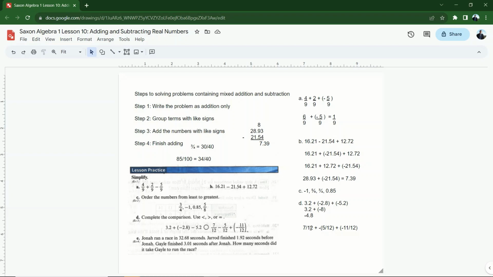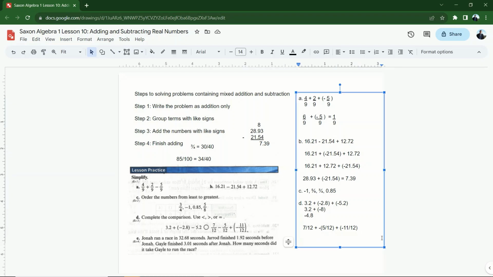Okay, so now I've got my terms grouped with like signs, so I'm going to go ahead and combine those. I'm going to have 7/12 plus, and then negative 5/12 plus negative 11/12 is negative 16. So negative 16/12. Anyway, 7/12 minus 16/12. I find the difference between 7 and 16, which is 9. And then I keep the sign of the one that has a greater absolute value. Negative 16/12 has a greater absolute value than 7/12. So this is going to give me negative 9/12.